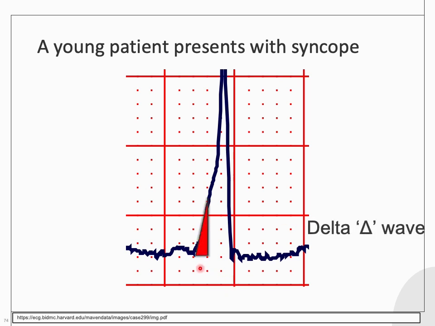If we examine the initial portion of the QRS just after this P wave, it looks like a little triangle has been added to the QRS. This is called a delta wave.